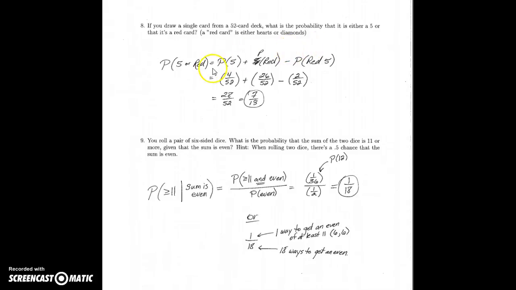Either a 5 or a red, so when we're looking for the probability of a union, we want the probability of each separate one minus the probability of the intersection, minus the probability that both are there. So there'd be 4 5s in the deck. That's how we get 4 out of 52 for this. Half of the cards are red, so 26 out of 52. And there's 2 red 5s. You'd have the 5 of hearts, 5 of diamonds. So we'd subtract that out to get a total of 7/13.